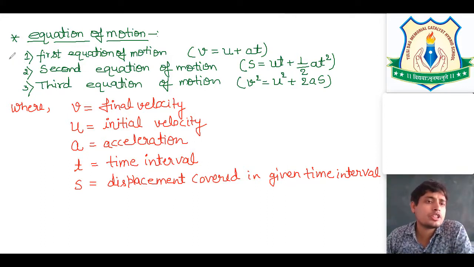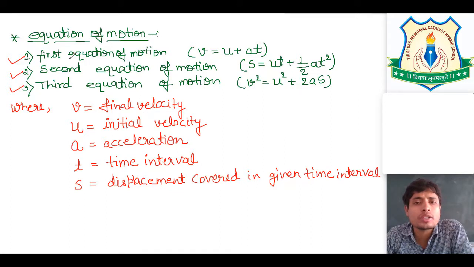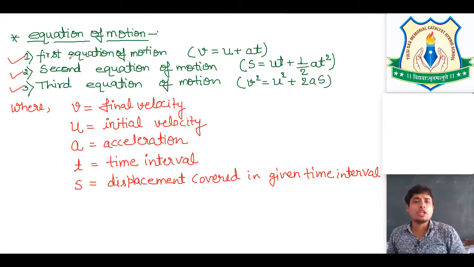There are three types of the equation of motion, first, second and third. And actually this equation gives the relation between the quantities which is related to the motion, like final velocity, initial velocity, acceleration and the time and displacement. So one by one they are the equation which have the relation between the v, u, a, t and s. Okay.